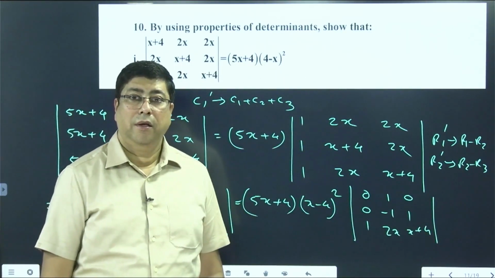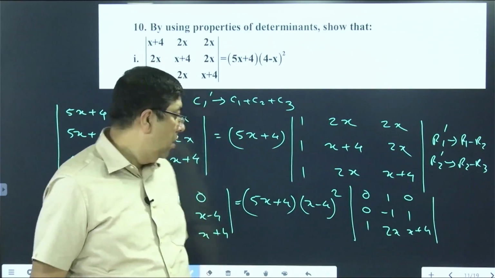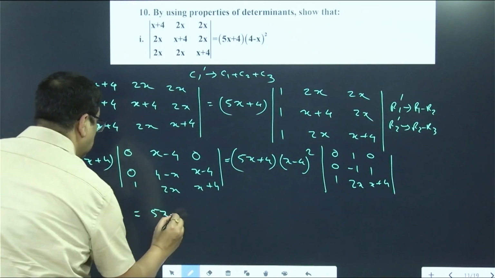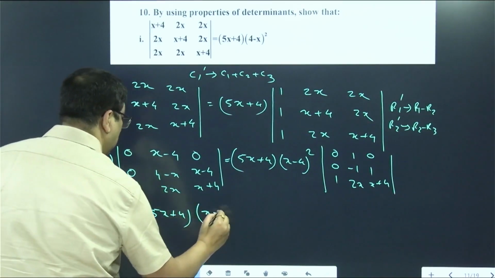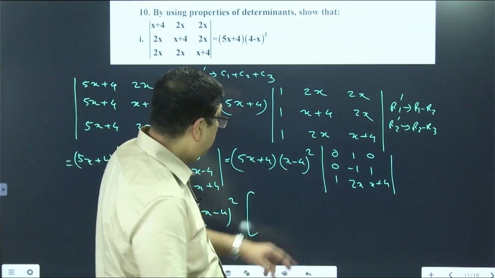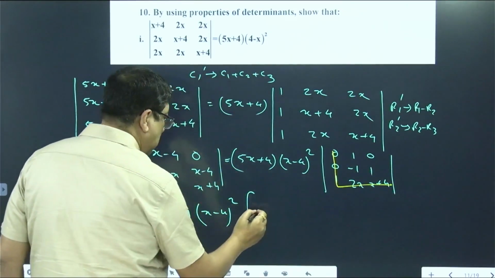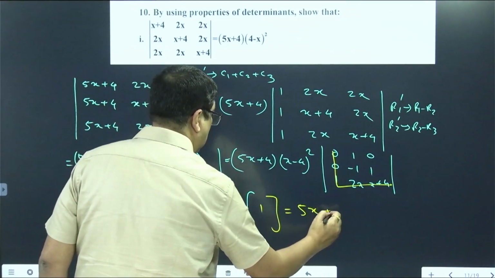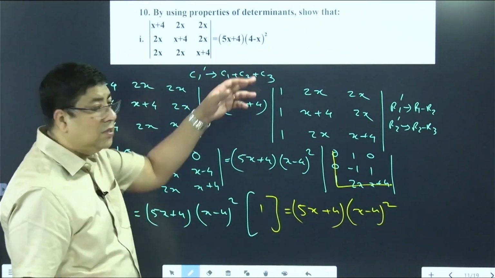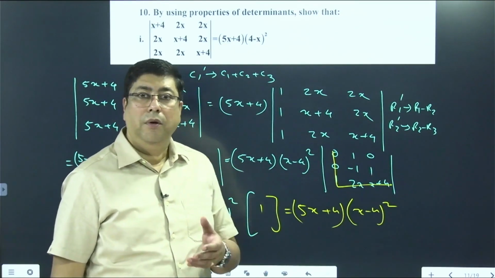Further calculation needed? Unnecessary, because there are two number of zeros. We can expand through row or column. Therefore, if we take the common, that is 5x plus 4 into x minus 4 whole square, and if we expand through the column, so we are getting here left cross minus right cross. So this is 1. Therefore 5x plus 4 into x minus 4 whole square, and this is the answer. So x minus 4 whole square and 4 minus x whole square is same. Therefore, let us go to the next sum.